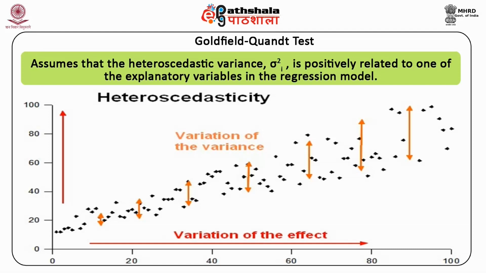For simplicity, consider the usual two-variable model. yi is equal to beta 1 plus beta 2 xi plus ui. Now suppose sigma i square is positively related to xi. That is, sigma i square is equal to sigma square xi square, where sigma square is a constant. Then follow the below mentioned steps. Arrange the data from small to large values of the independent variable xi.